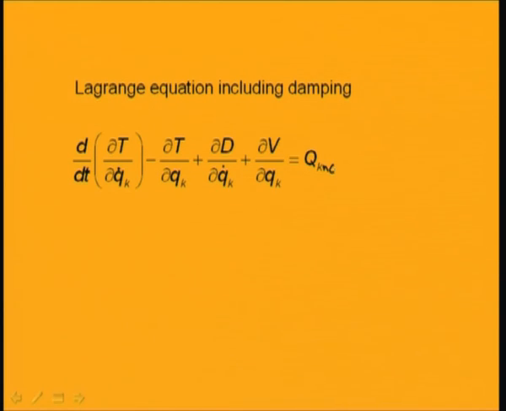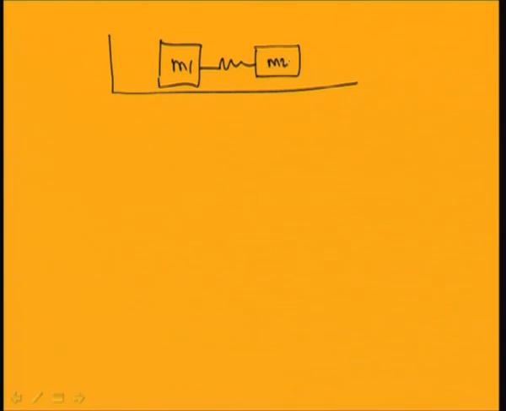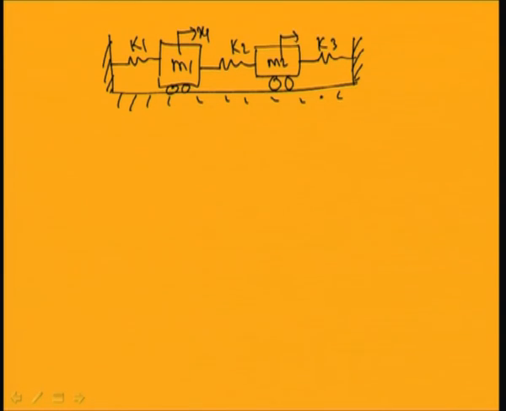So, let us use this Lagrange principle to derive the equation of motion for some systems. For the same system we have taken before, let me draw it again. I have a mass m1 connected to another mass m2, and I have 3 springs: k1, k2 and k3, and this is the constraint. This mass m1 has displacement x1 and m2 has x2. So, x1 and x2 are the generalized coordinates.